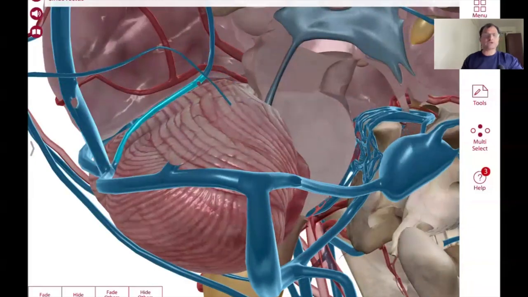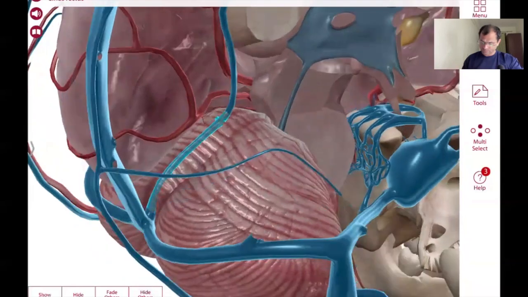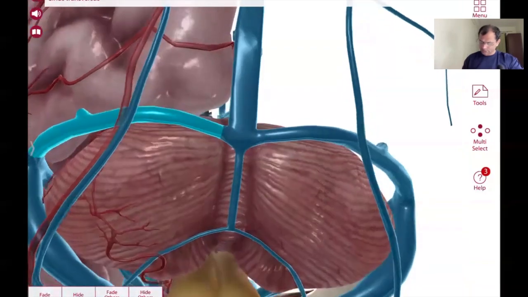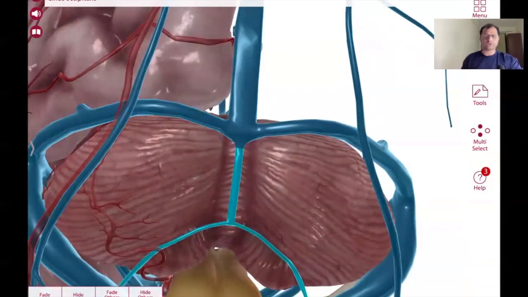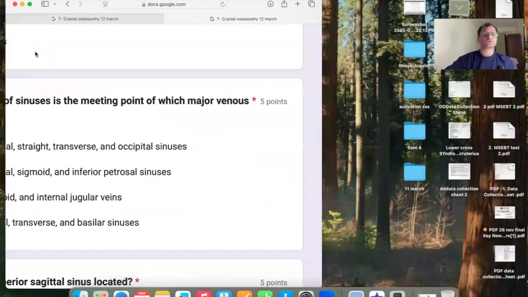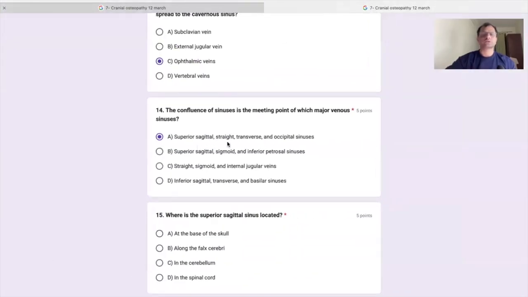This is coming straight sinus. We can see straight sinus. Okay. And this is coming transverse sinus on both sides. On the bottom, we have the occipital sinus, which supplies the occiput area. So there's a meeting point of four to five structures. So let's see what the question is here. The answer will be E: superior sagittal, straight sinus, transverse sinus, occipital sinus.